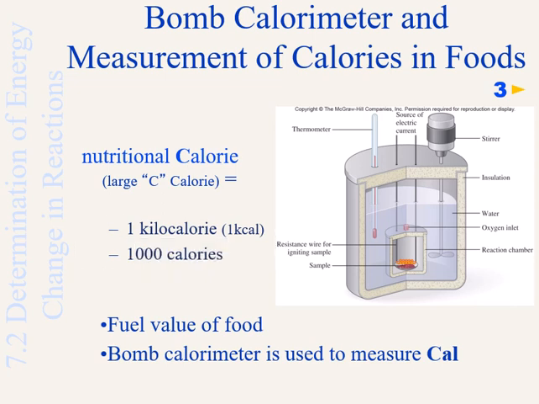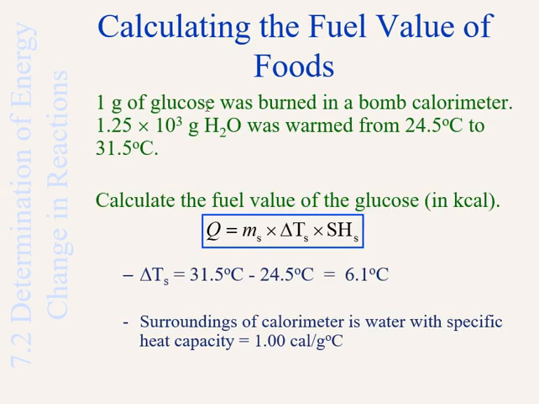Okay? So when you look at those nutritional labels and it says that there are 150 calories in one serving of this tablespoon of oil or something like that, well, that calorie is the nutritional calorie. Just remember that. So if 1 gram of glucose was burned in a bomb calorimeter, 1.25 times 10 to the 3 grams, that's 1250 grams, of water was warmed from 24.5 degrees Celsius to 31.5 degrees Celsius. So calculate the fuel value of glucose.